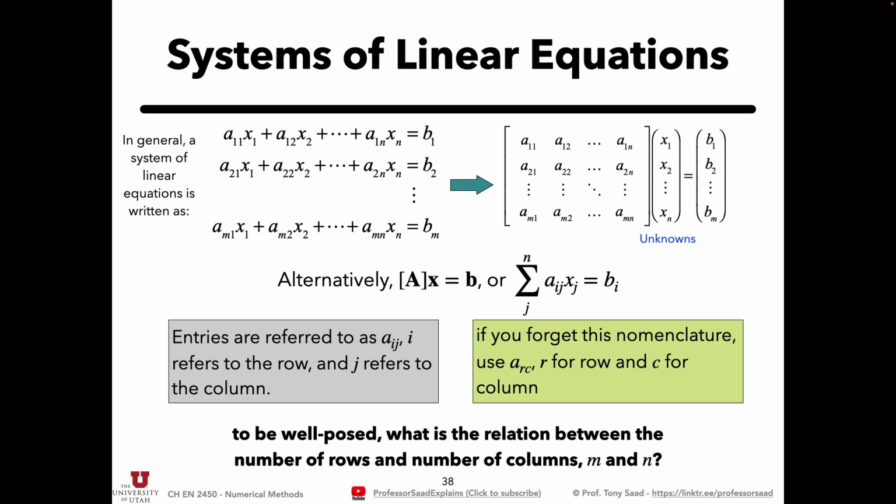Now here's my question to you. This is a matrix that has m rows and n columns. The first index goes from 1 to m, and the second index goes from 1 to n. So to be well posed, what should the relation be between m and n, or the number of columns and the number of rows?